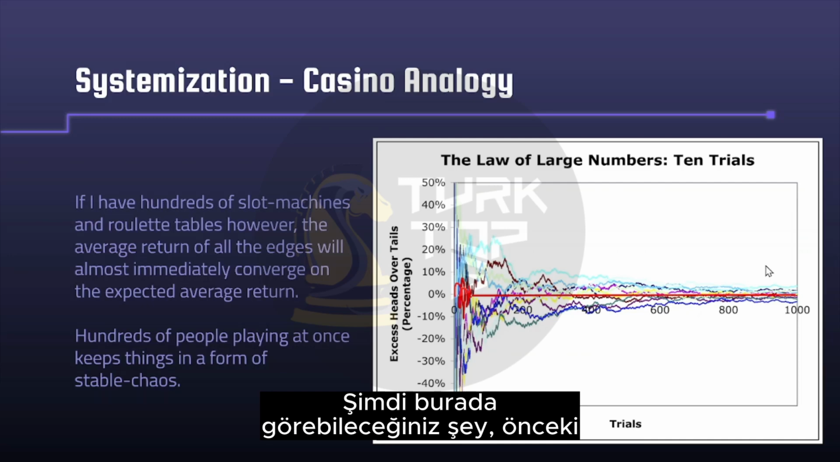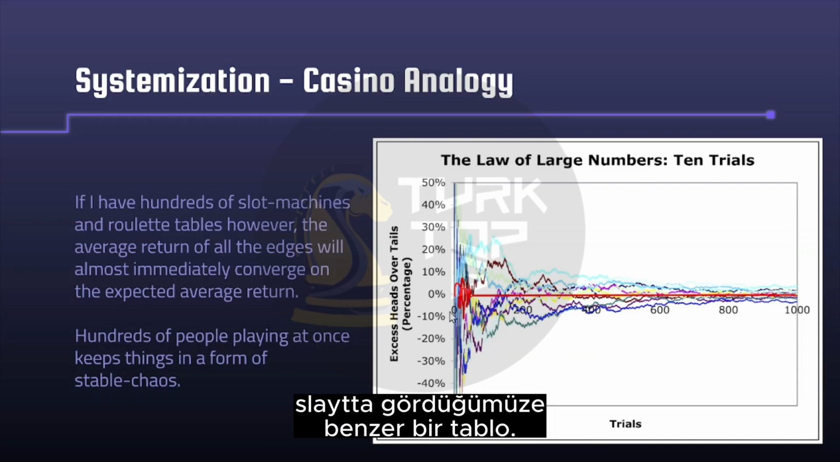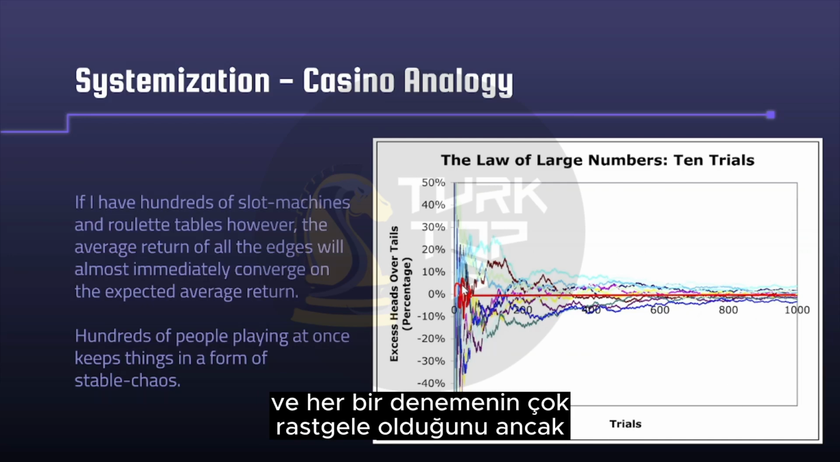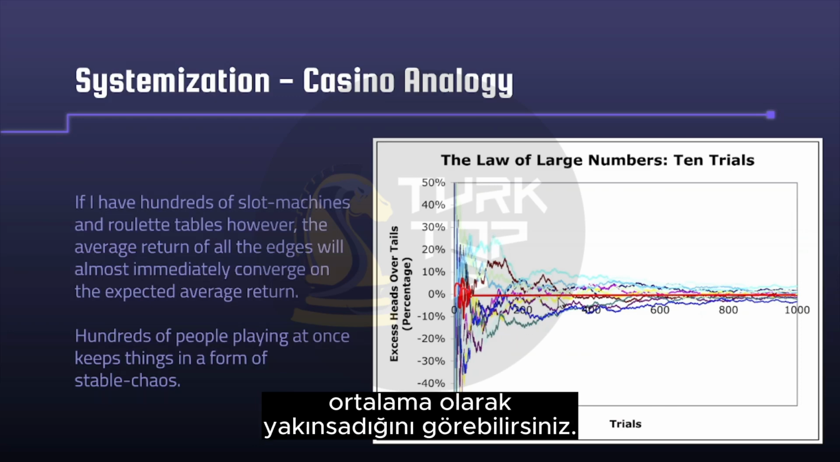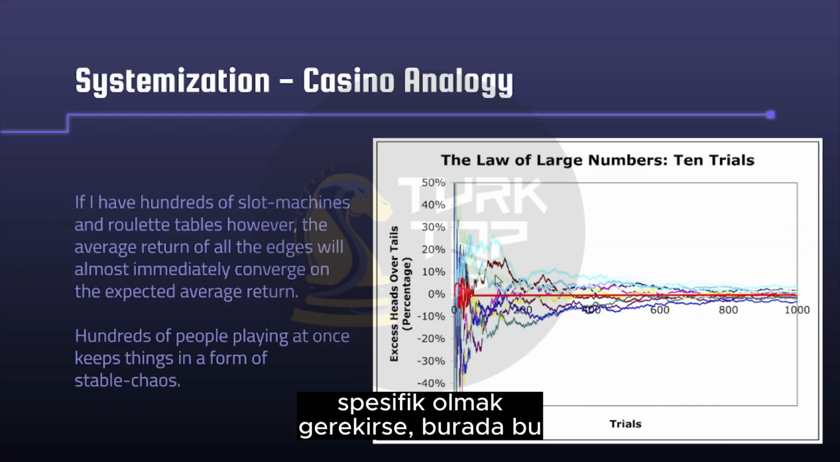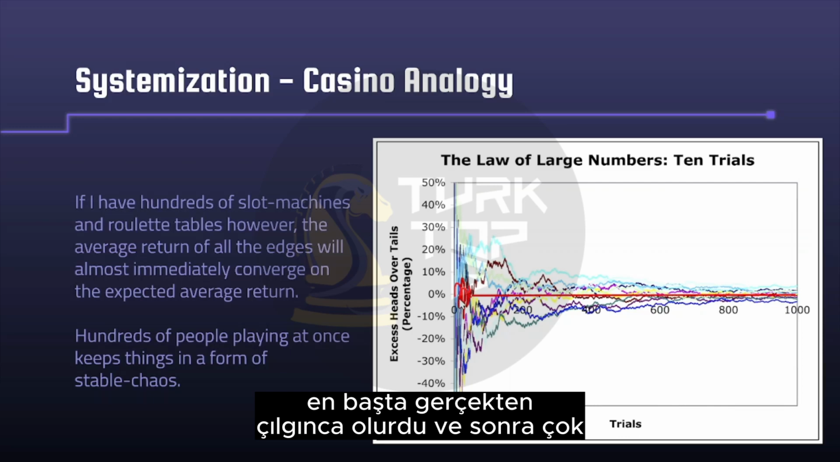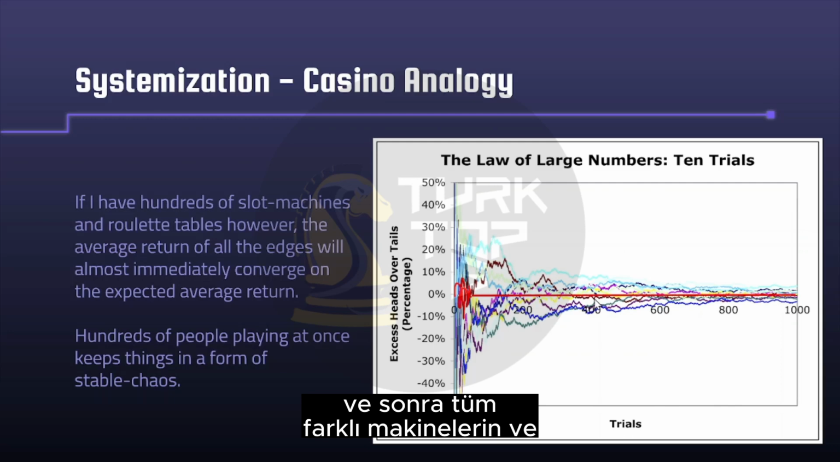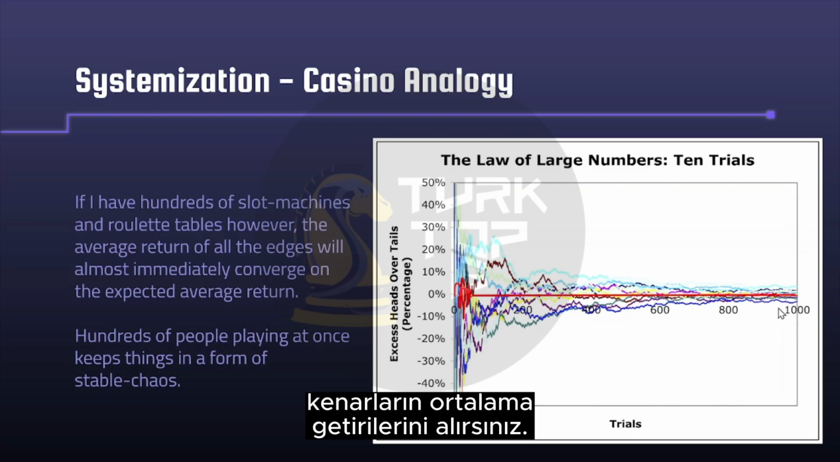Now, what you can see here is a similar chart to the one that we had in the previous slide, and you can see that each individual trial is very random but converges on the average. But if we were to take an average of all of the different trials, an average of the cumulative averages, to be specific, we would have something like this red line here where it would be really crazy at the very beginning, and then very quickly it would settle towards the average, and then you would receive the average returns of all of the different machines and edges.